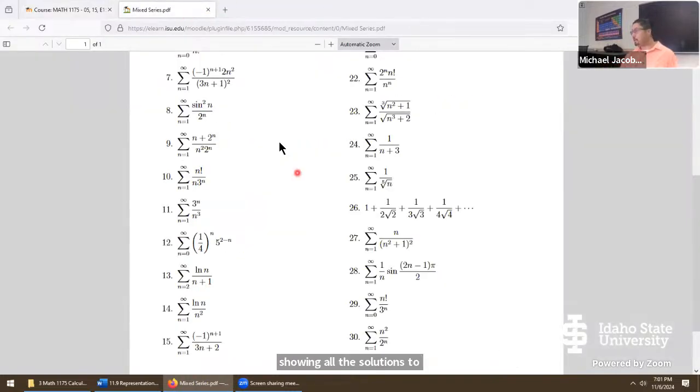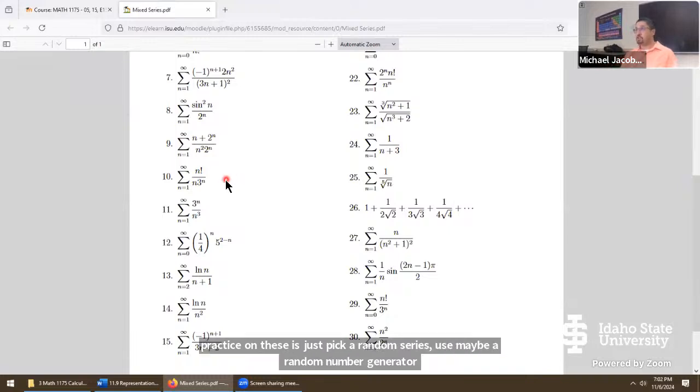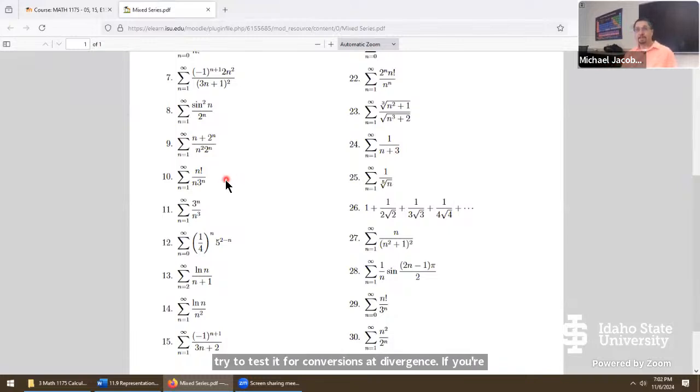Probably the best way to get really good practice on these is just pick a random series, use maybe a random number generator, try to test it for convergence and divergence. And if you're not sure how to start, in a way, that's a good thing. That means there's something to learn on that one. And working on one that looks hard, you're not even sure how to start, is a great preparation for the upcoming exam.